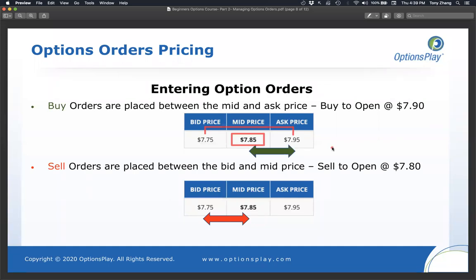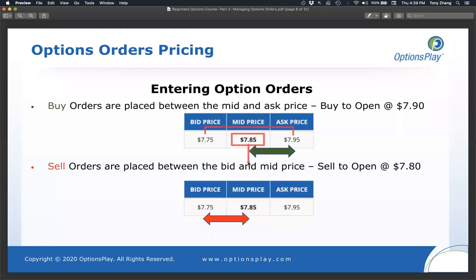That's why whenever you're placing an options order to buy, you have to place an order somewhere in between 7.85 and 7.95. So think of 7.85 as the best possible price, because when you're buying, you want to buy as low as possible, right? If you have a $100 stock, you don't want to pay 102 for it. You want to pay 100 for it. So whenever you're buying an order, you want to start at the midpoint, and work your way up from that midpoint.